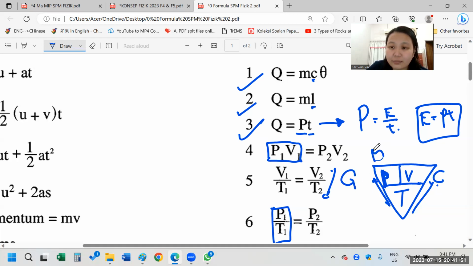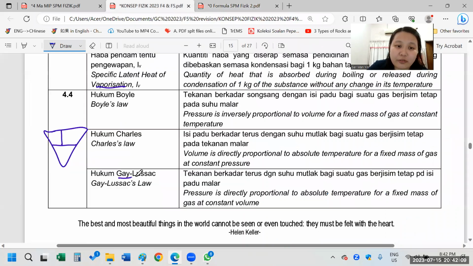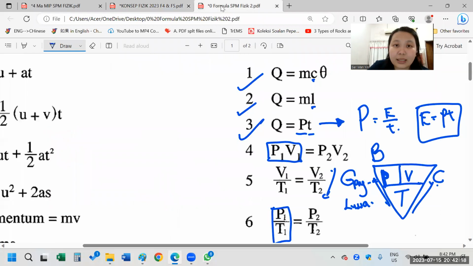Okay, then remember, start from P is GCB. Don't you feel familiar, GCB? Grilled chicken burger. Okay, so PT is Gay-Lussac. By the way, must check the spelling properly. If you spell wrongly, for example Lussac with one S, sorry, wrong. Okay, so Boyle's law and then Charles' law.